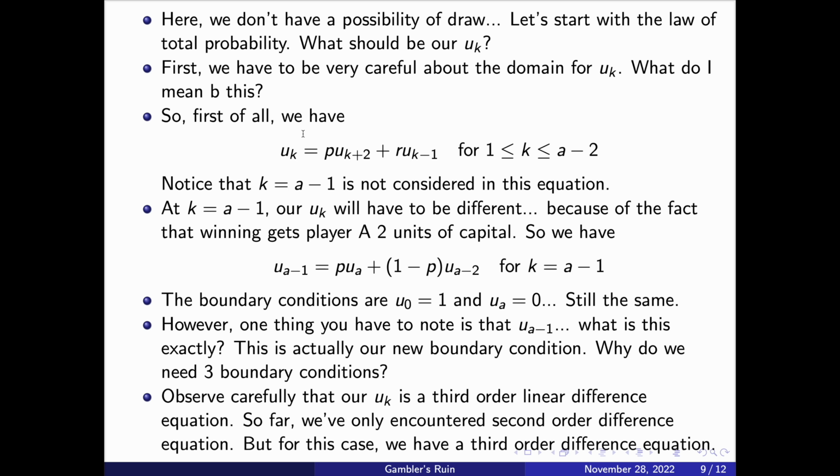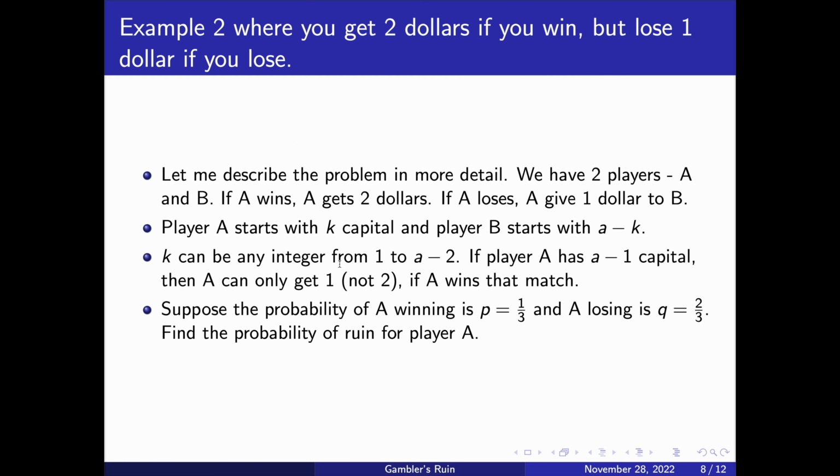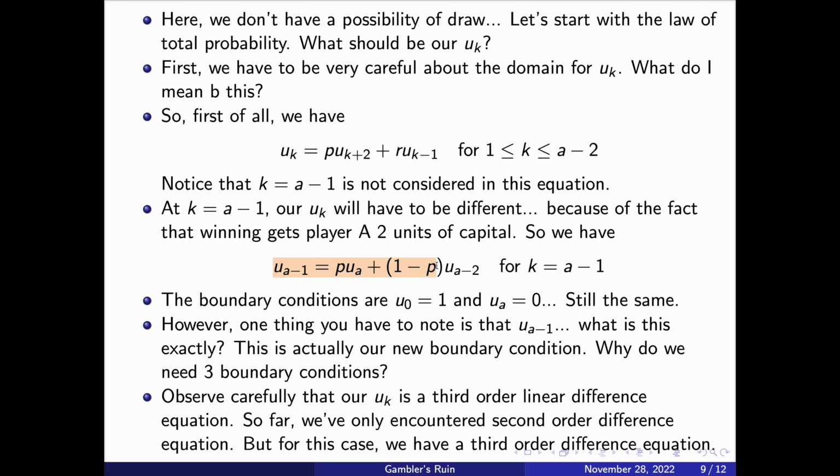And the boundary conditions: I talked about having 3 boundary conditions for this. Two boundary conditions are still the same, like u of 0 is still equal to 1, u of a is still equal to 0. However, we do have to consider another boundary case, when k is equal to a minus 1. You can only get $1 if you win.